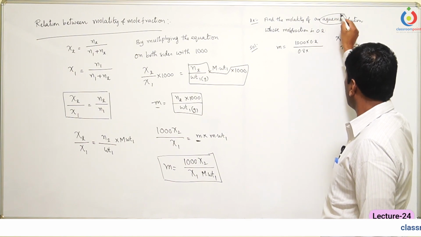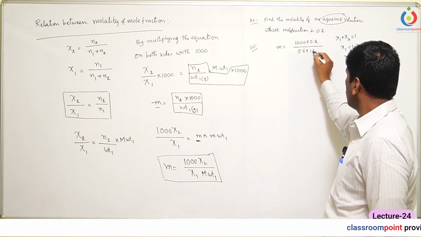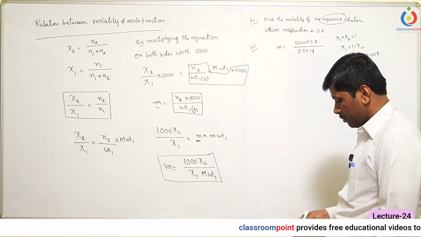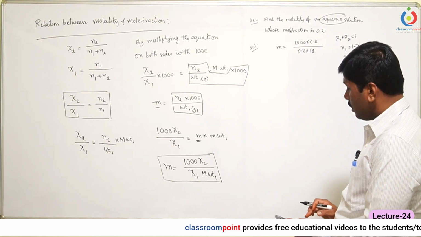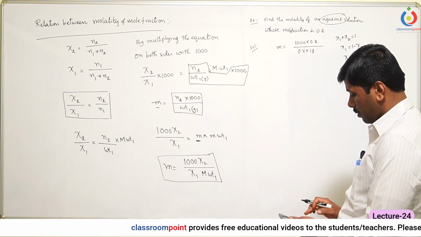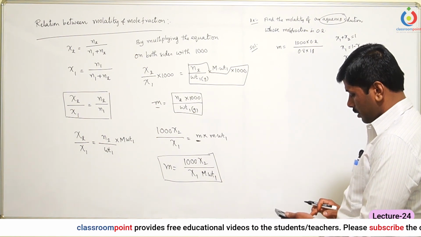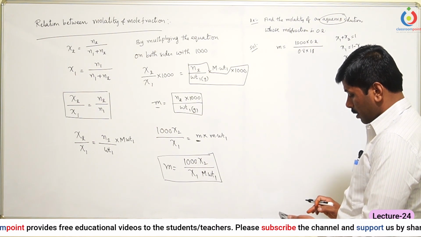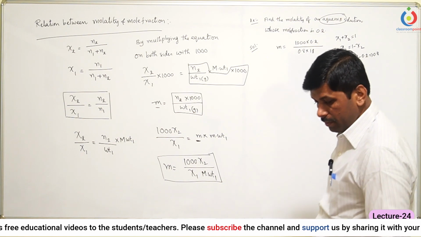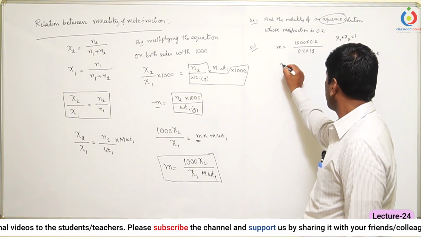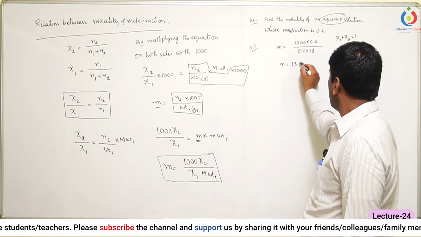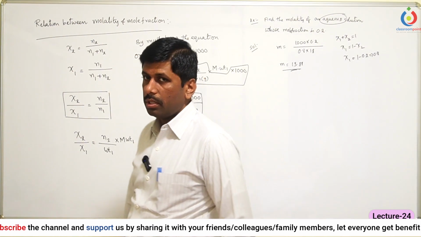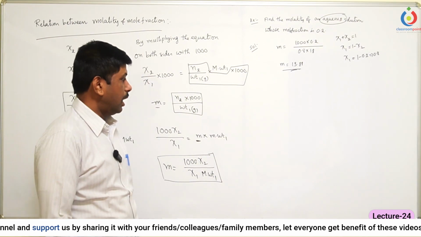Here they said aqueous solution, so the molecular mass of the solvent is 18. So let us solve this part: 0.2 into 1000 divided by 0.8 divided by 18. The value is 13.88, which is the molality. So like this we can use this formula in questions.